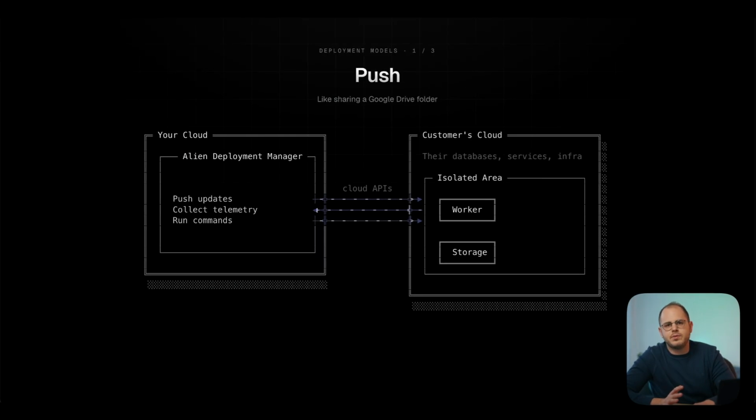So while the deployment is running, let me actually explain how Alien works. Alien supports 3 deployment methods. The simplest one is push. Push is kind of like sharing a Google Drive folder. The customer grants least privilege access to an isolated area inside the customer's cloud, separate from the rest of their infrastructure. Push is the easiest to manage, but some enterprises won't allow cross-account access.